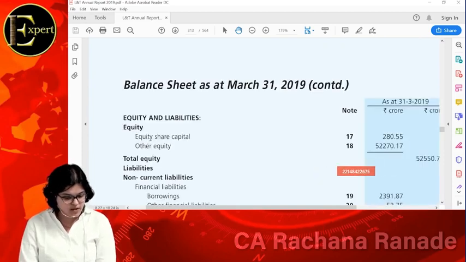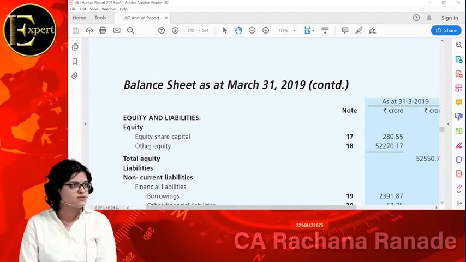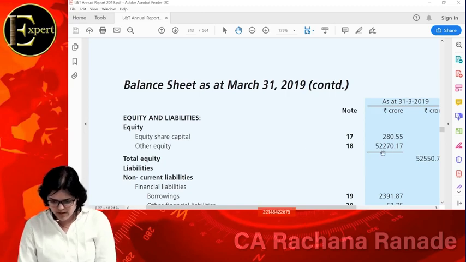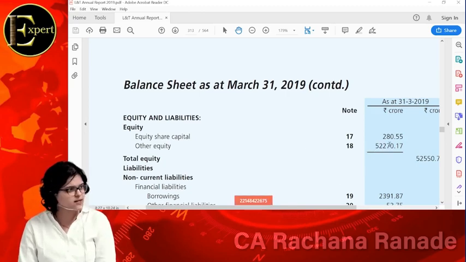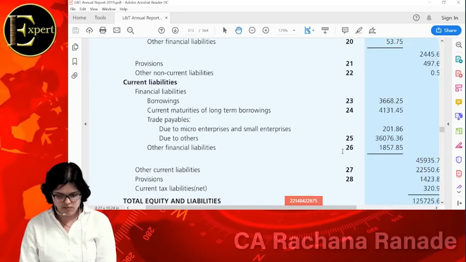If you remember this, equity: share capital and other equity. What was other equity? Reserves and surplus. In these days, you remember, right? Other equity was what? Reserves and surplus. But do we see that figure here, or is it much higher than that? Much higher than that. So we'll have to check note number 18.